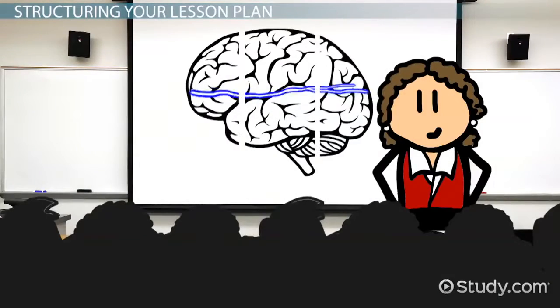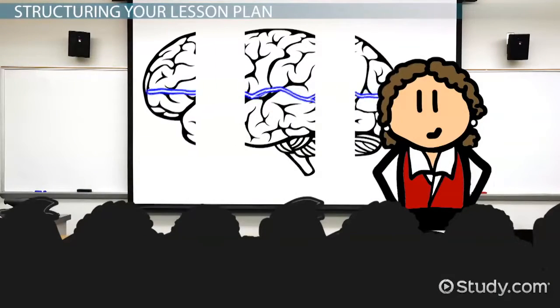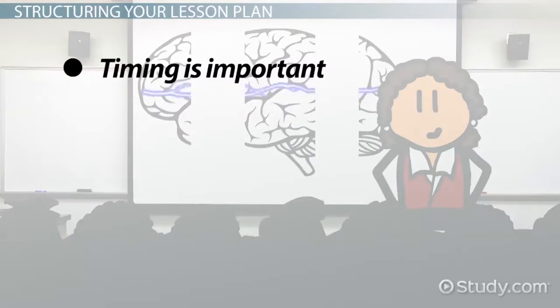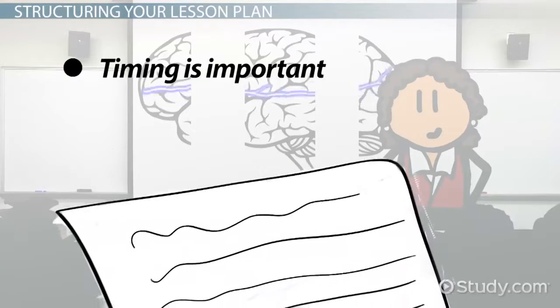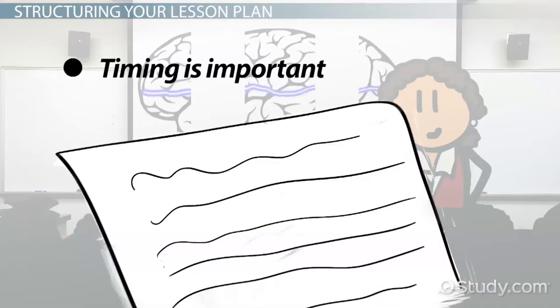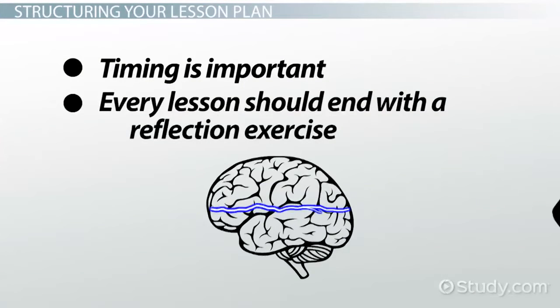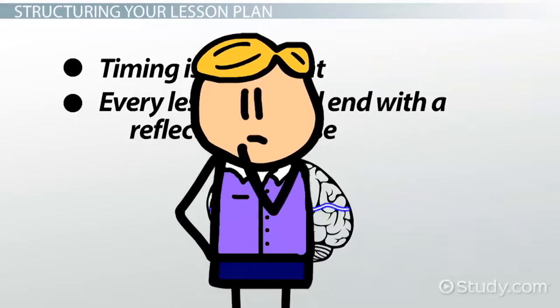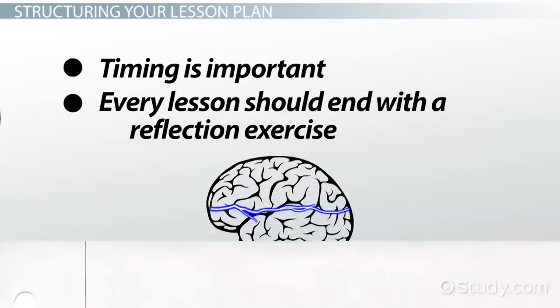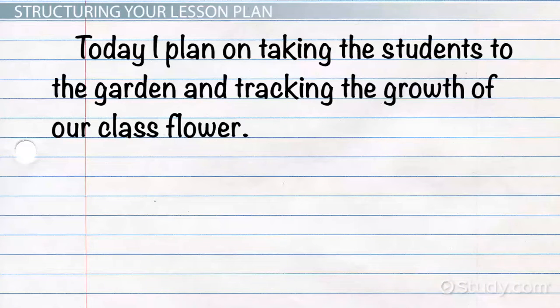Now it's time to add structure and reflection. Lay out how long each activity will take. Timing is important because you want to make sure you can include every activity or have enough to fill up the lesson time. Every lesson should end with a reflection exercise. It's crucial to review the objective and what was learned. You should also think about or include what type of activity you have planned for each section.